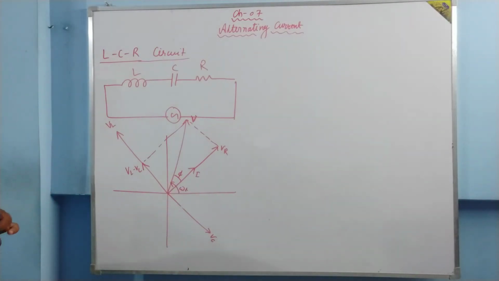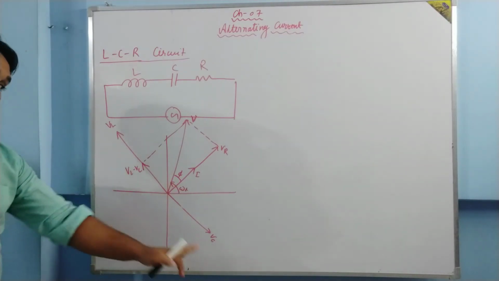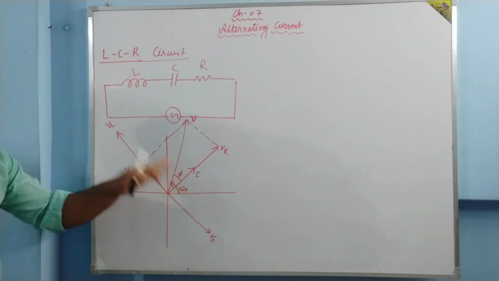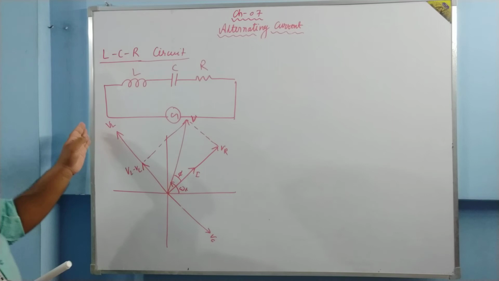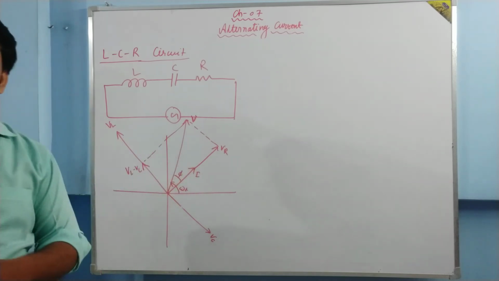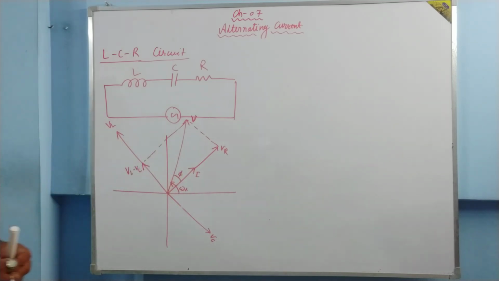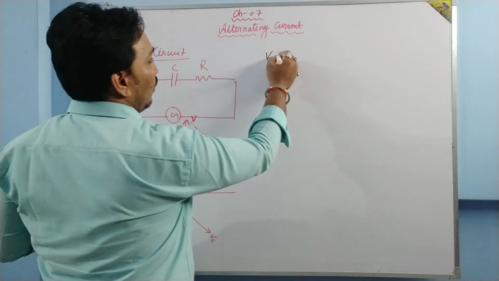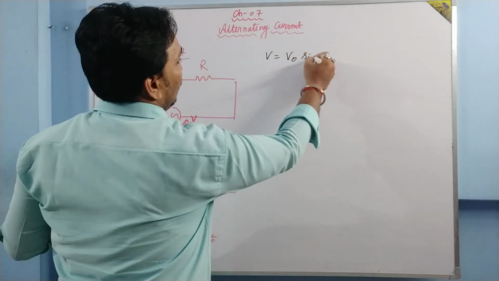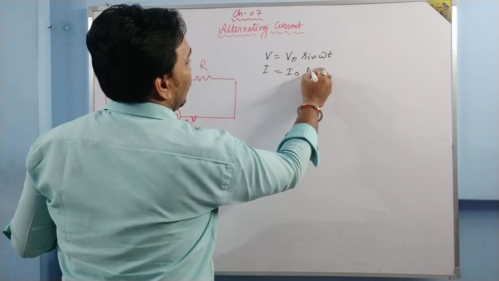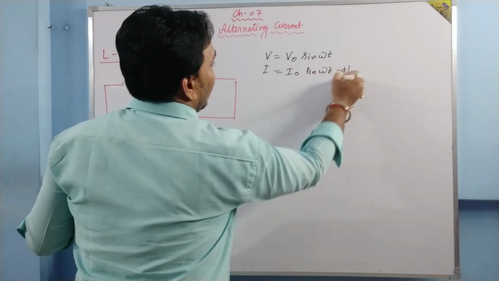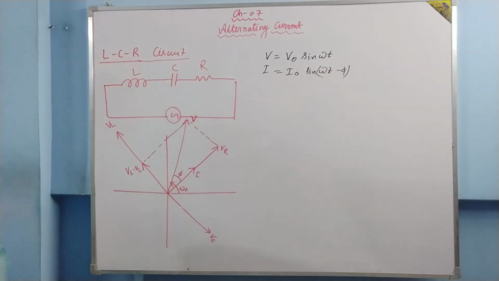Now it depends. If you take VL greater than VC, then current will lag behind the voltage. If you take VC greater than VL, then current will lead the voltage. Okay, that depends upon the values. So we cannot say that current always lags behind the voltage. In this case, voltage is given by V naught sin omega t, and the current is given by I naught sin omega t minus phi, as per the phasor I have made.